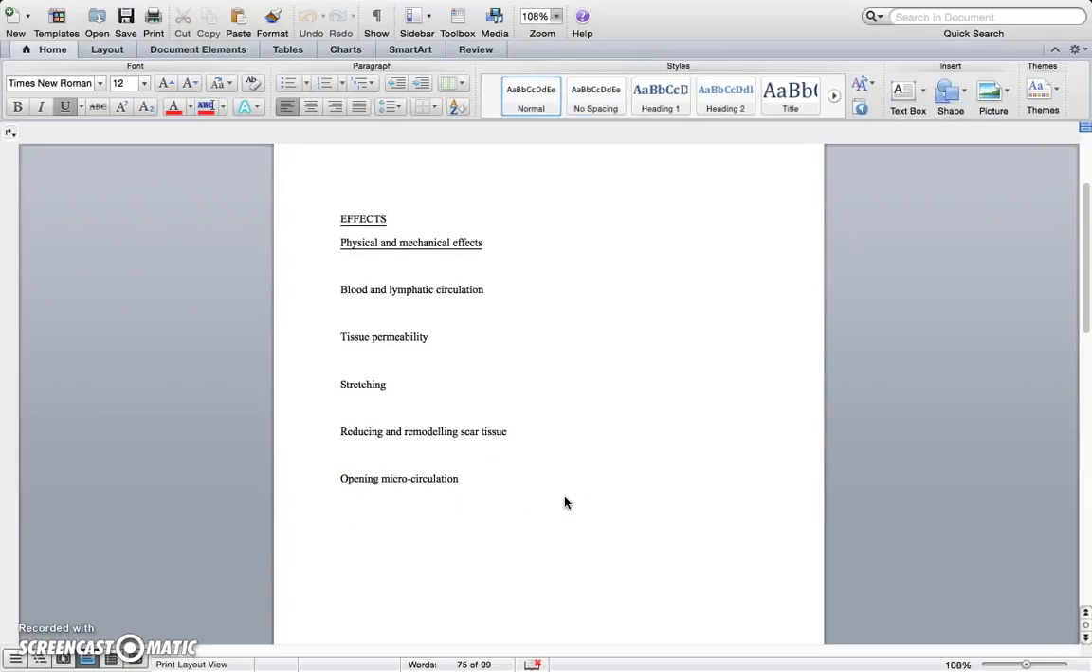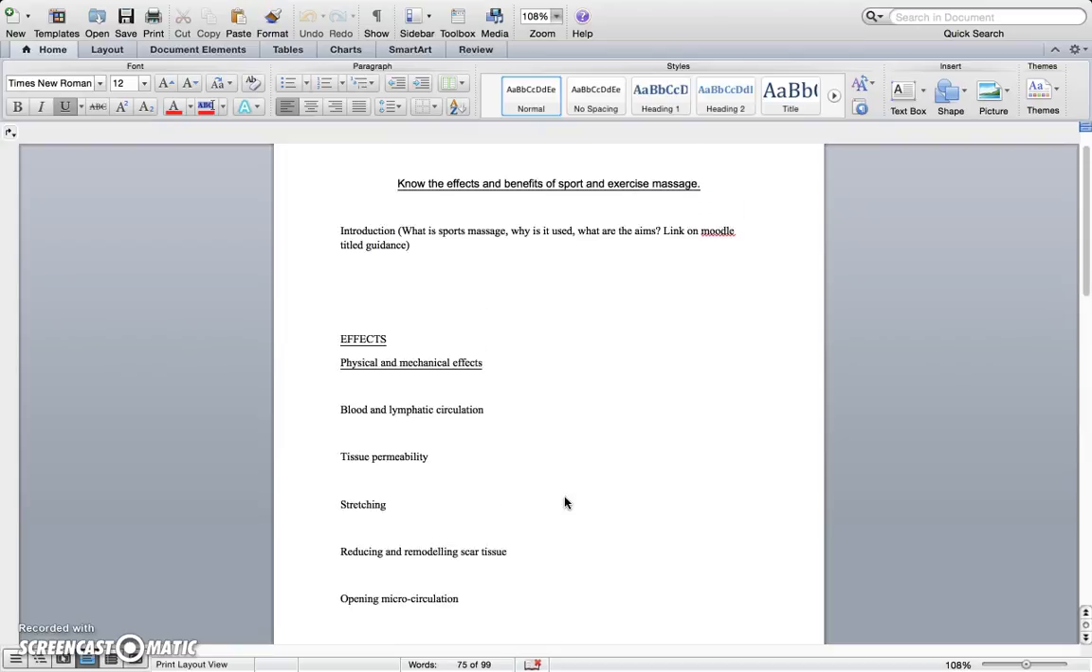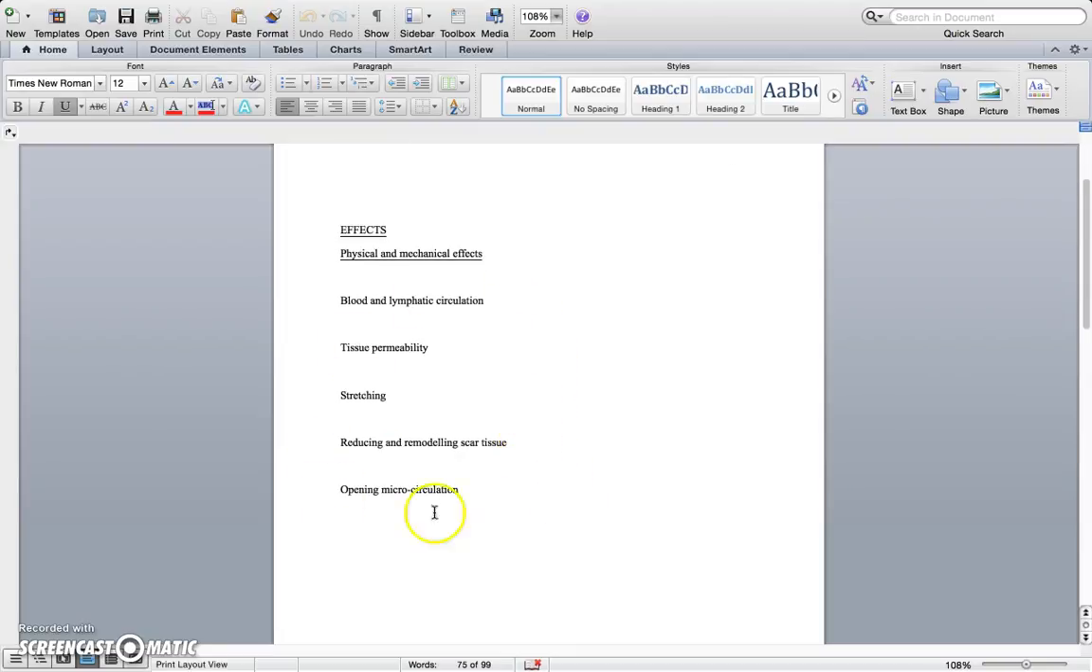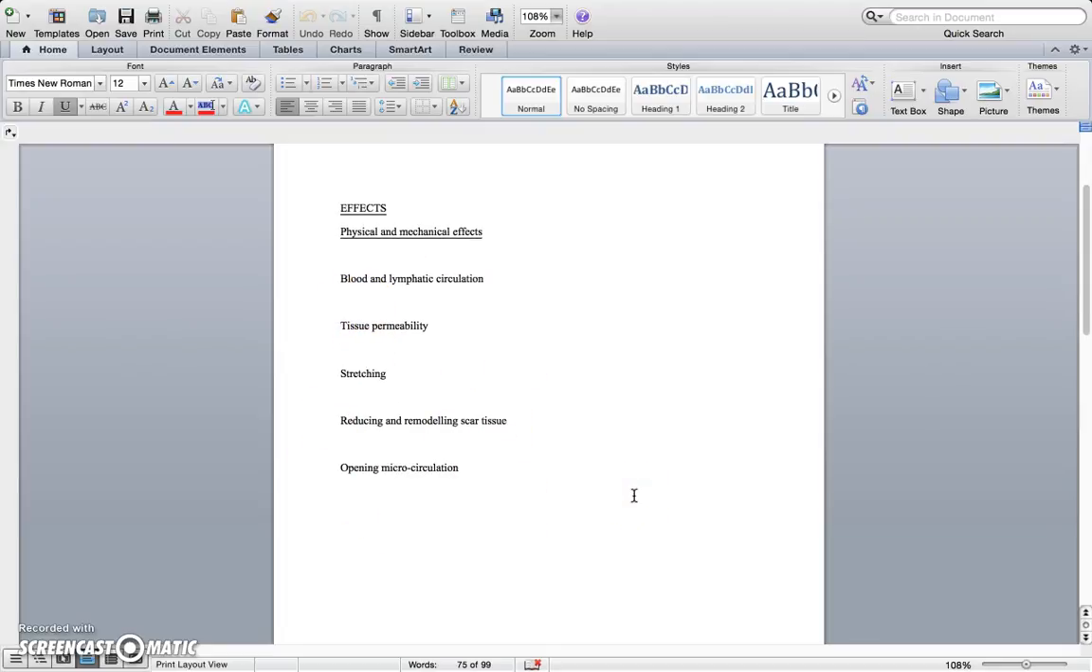Hi guys, just going to do a screencast on the assignment and how you're going to improve your work and get the merits from the pass, or get a pass if you haven't actually got that. So the majority of you were fine with this section here, the effects part. This is part of the pass criteria.